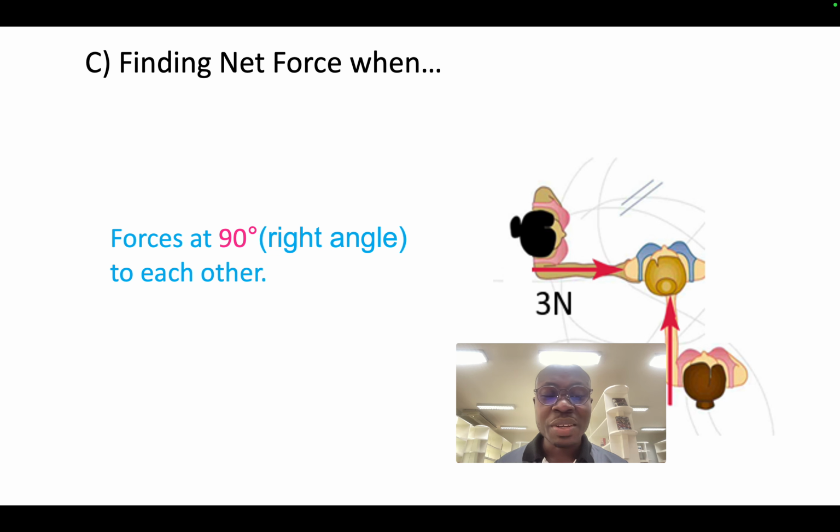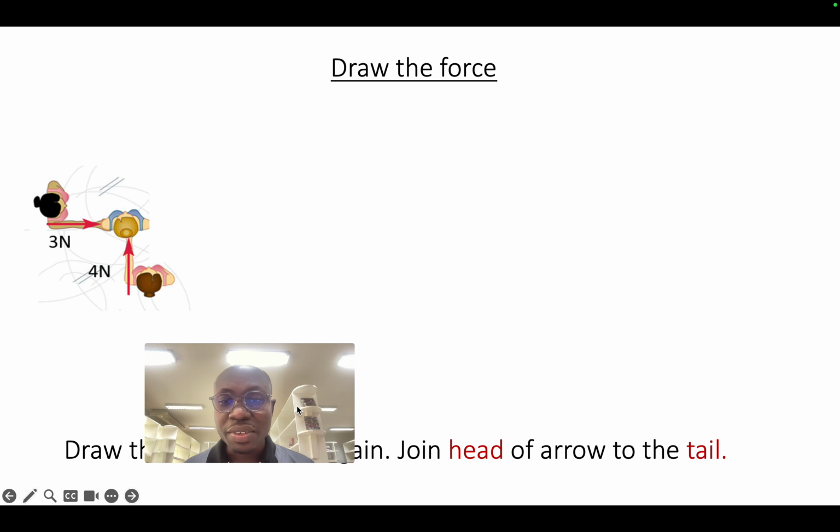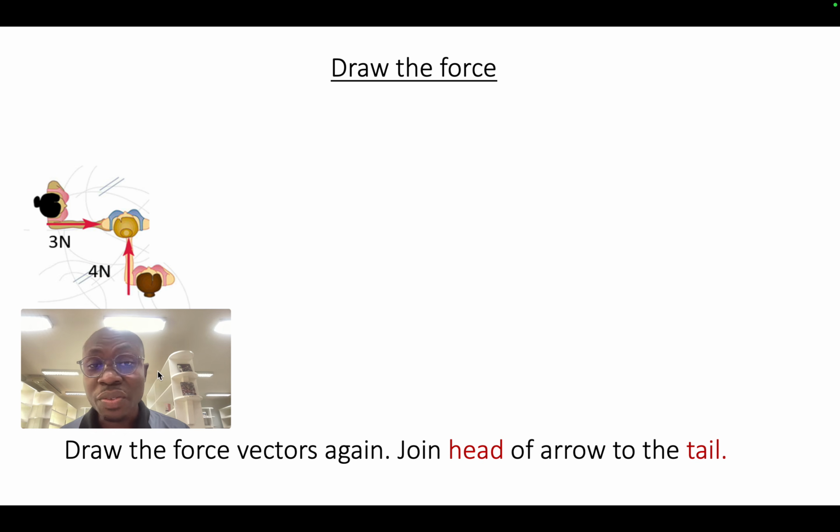C is when they are at 90 degrees, because sometimes the forces will be at 90 degrees. Like this example, okay? How do we find the net force? First, let's learn how to draw the forces, right? We have 3 newtons to the right and 4 newtons up. This is how we draw the net forces.